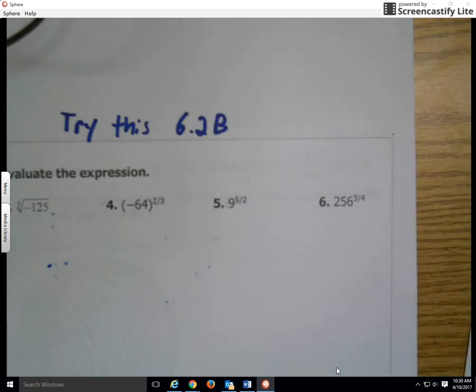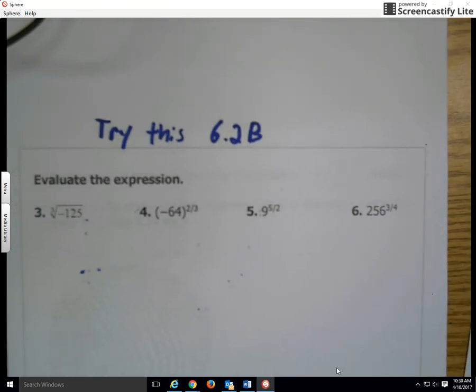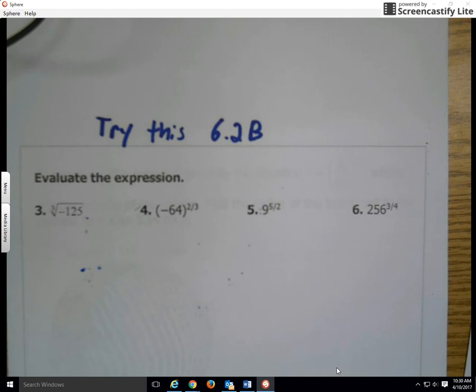It is now your turn to try it. 6.2b. Go ahead and give these a shot. Of course, it's also in your textbook on page 301, at the bottom of the page.